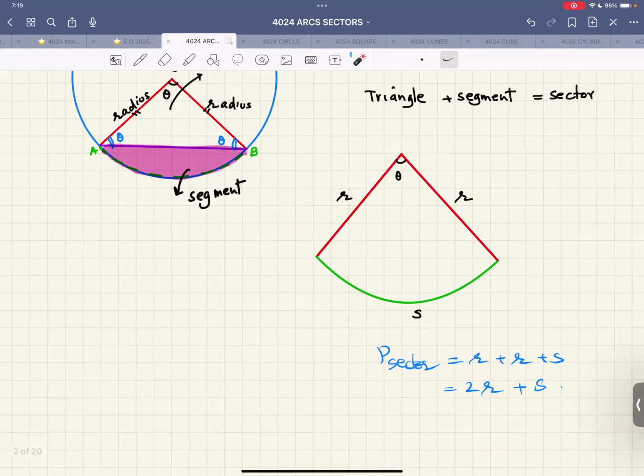And then, yes, there is also the perimeter. What about the perimeter? The perimeter of the sector means like you are walking along the boundary. The length of all these edges, that is the perimeter, that is R plus S. And soon we will write down the formula for S.